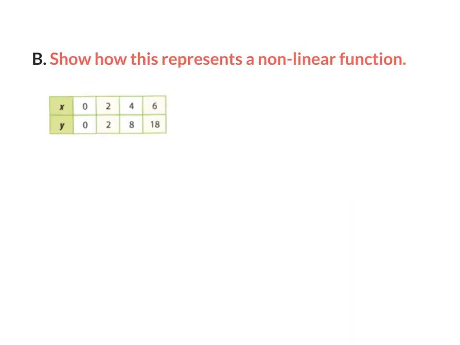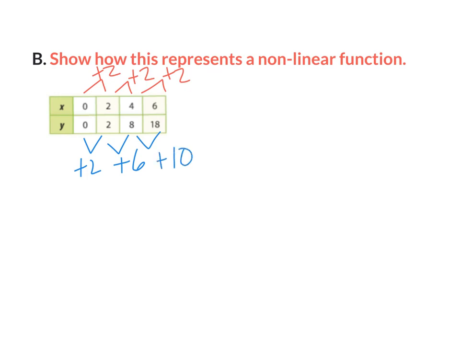Example B. Show how this represents a nonlinear function. Let's look at the x's. From 0 to 2, I'm adding 2. From 2 to 4, I'm adding 2. From 4 to 6, I'm adding 2. So far, the x's are changing at the same rate. Now let's look at the y's. From 0 to 2, I'm adding 2. From 2 to 8, I'm adding 6. From 8 to 18, I'm adding 10. These are now changing at different rates, making it nonlinear.